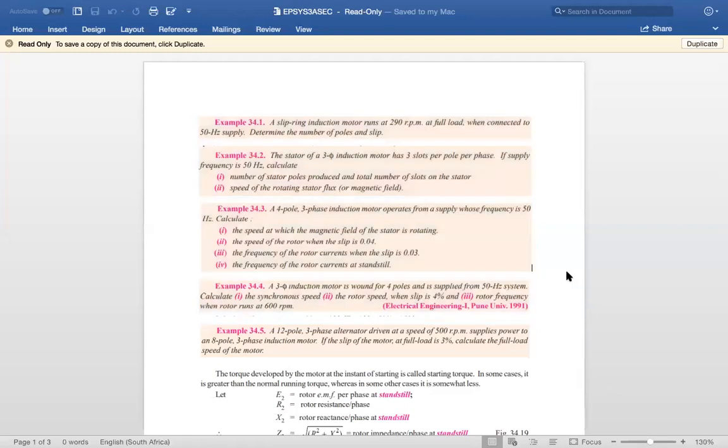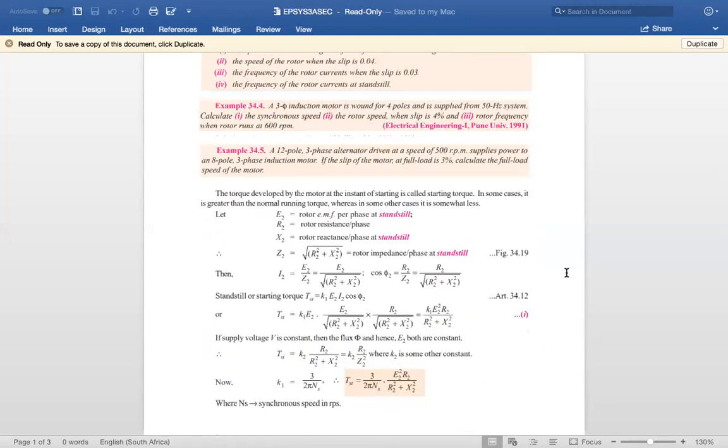Number 4. The three-phase induction motor is wound for 4 poles and is supplied from a 50 hertz system. Calculate the synchronous speed, the rotor speed when the slip is 4%, and the rotor frequency when the rotor runs at 600 revs per minute.